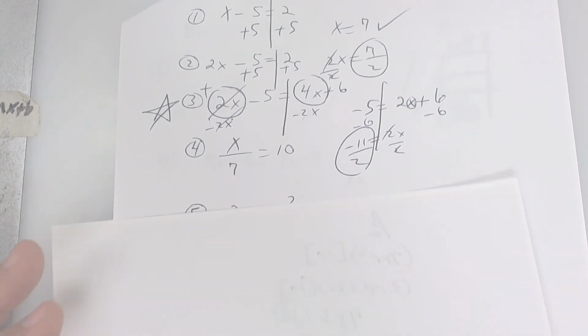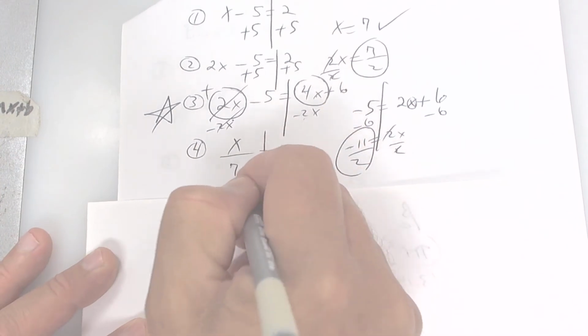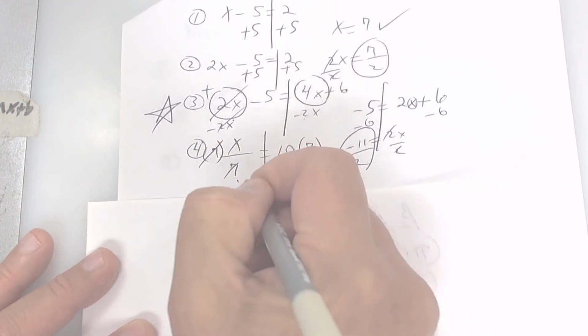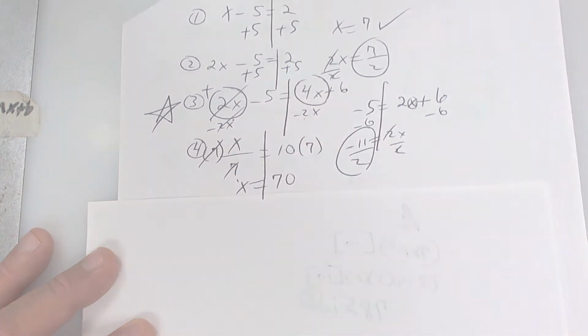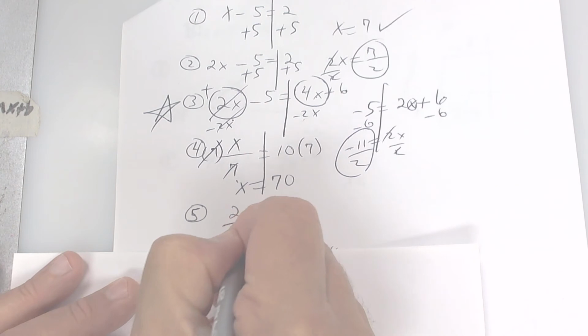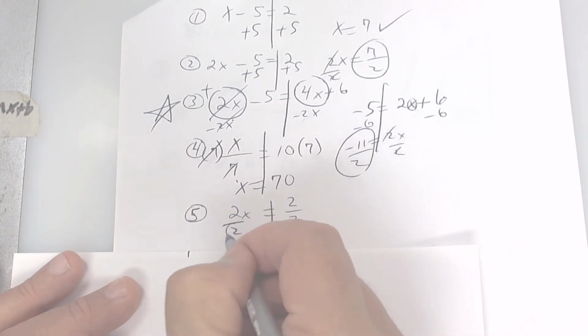Look at the next one. The next one, you're dividing by 7. The opposite of dividing is multiplying. So you multiply and you get 70. This one right here, you divide by 2. Well, you see how you're dividing by 2?